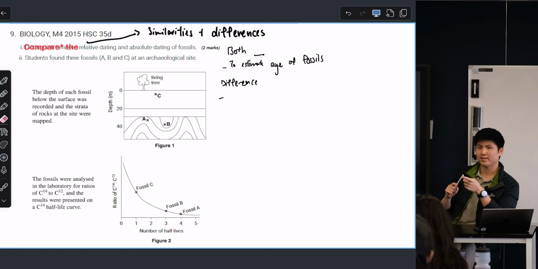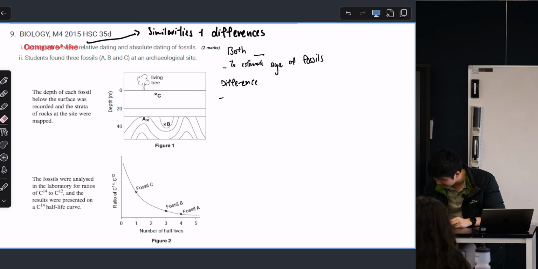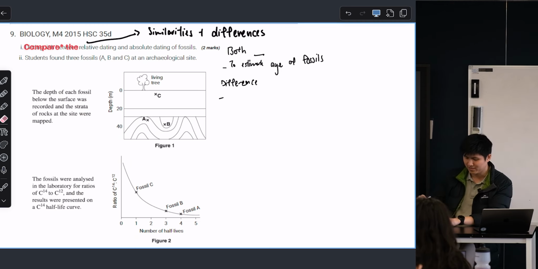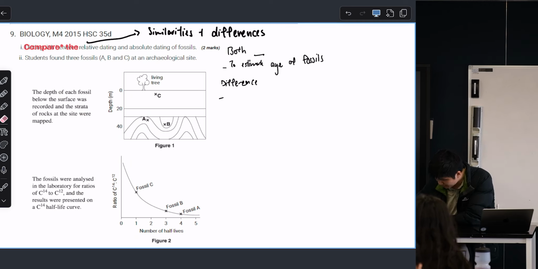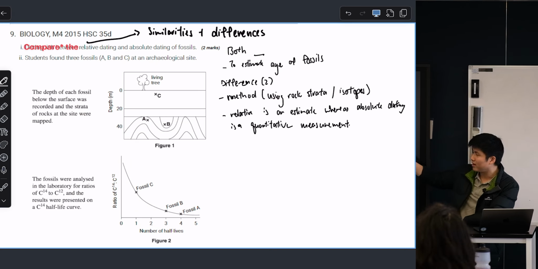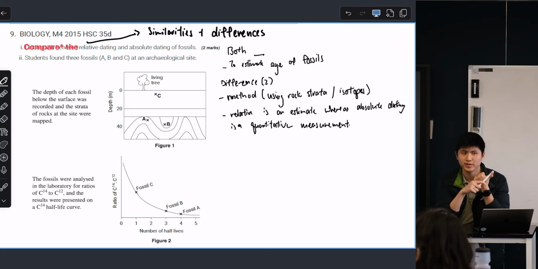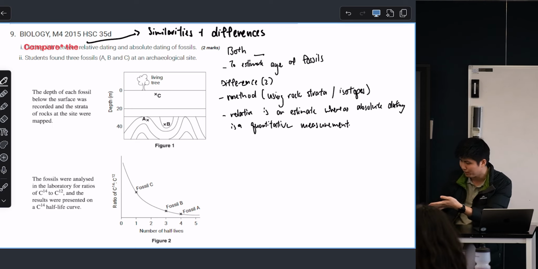Accuracy. What about the accuracy? As in relative dating is more of an estimate and absolute dating is more precise? Yeah, okay, cool. So there's two differences here. We don't have to write both. Now, this is a 2-marker. So probably in an exam, I'm guessing it's 1 mark attributed to a similarity and 1 mark attributed to a difference. So you don't have to write both. Just pick one of the two to write, and that should get you 2 marks.